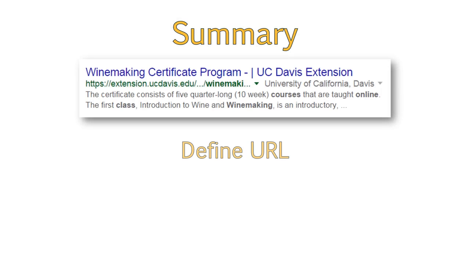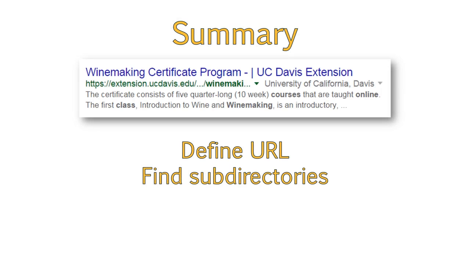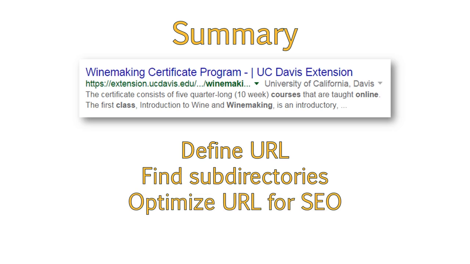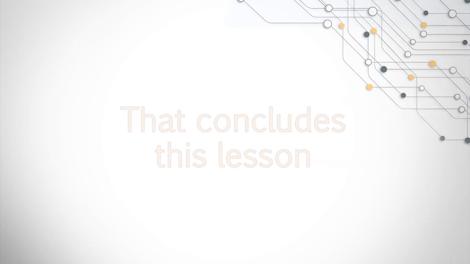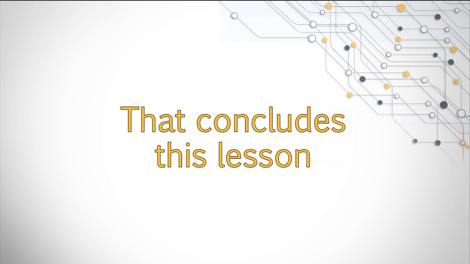You should now have an understanding of what a URL is and be able to locate subdirectories within the URL. In addition, you should have an understanding of how to optimize a URL with SEO in mind and how to optimize URLs for a new site or a redesign. You should also be able to identify opportunities to change URLs as well as when to leave URLs as they are. That completes the video portion of this lesson.